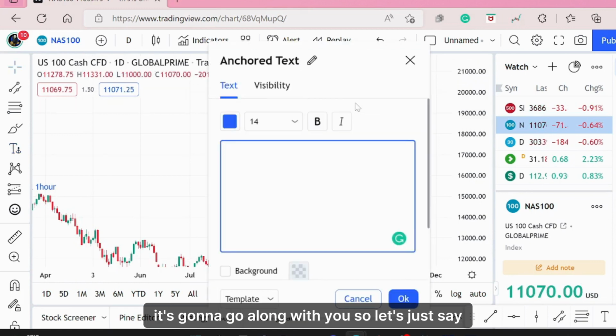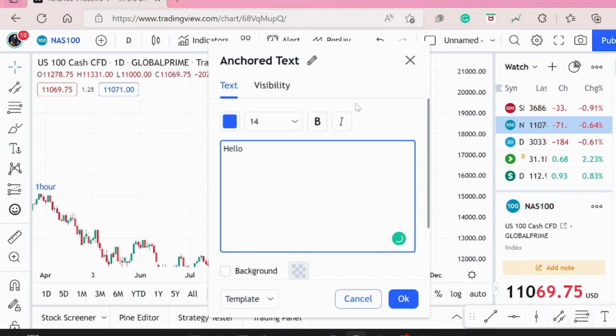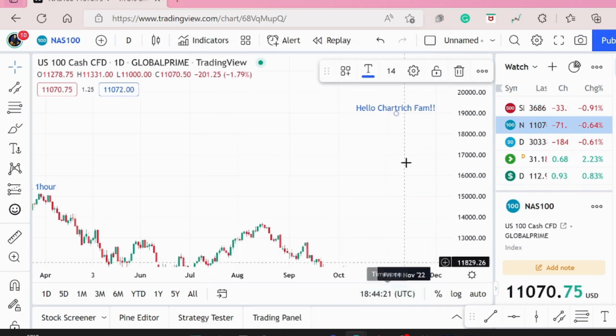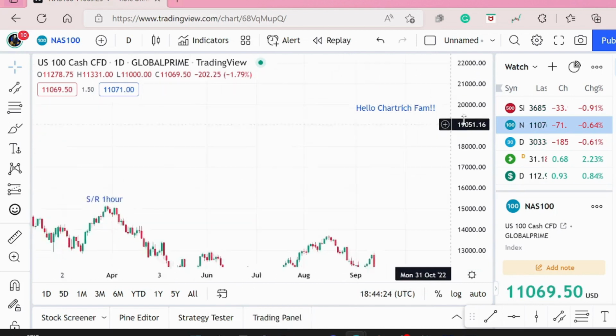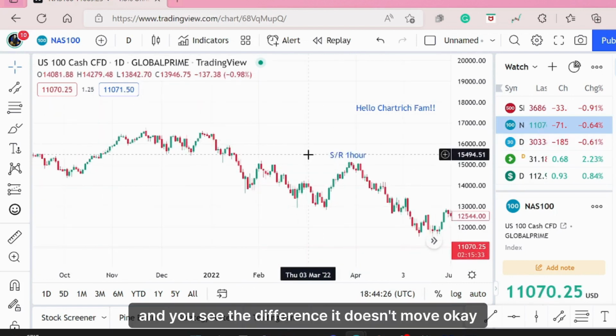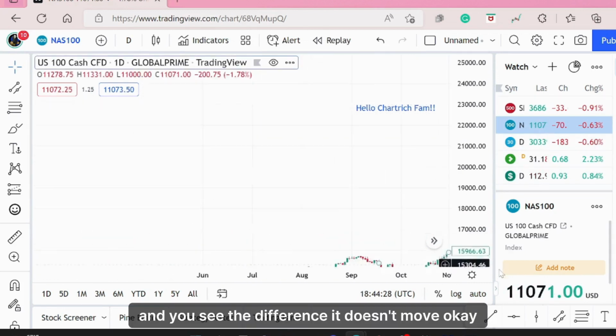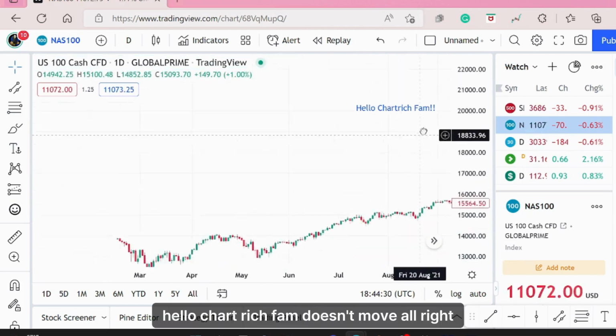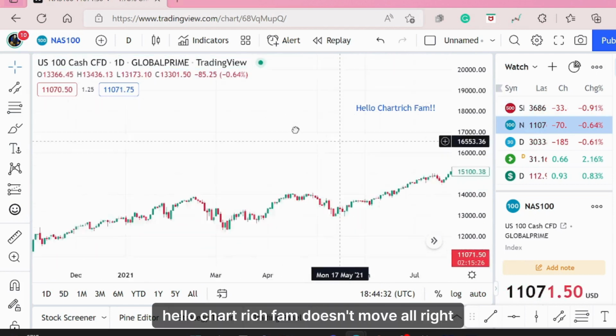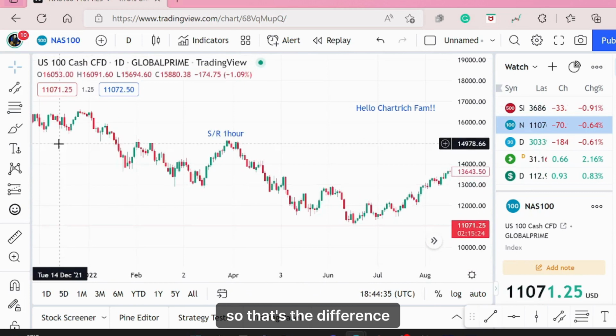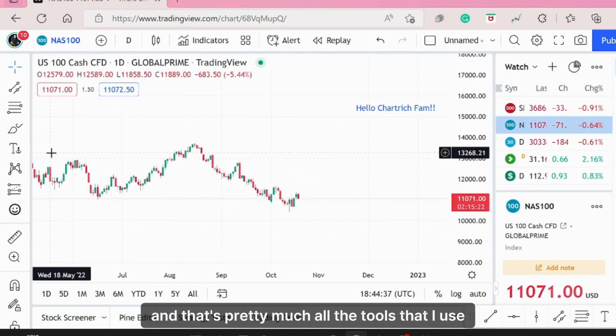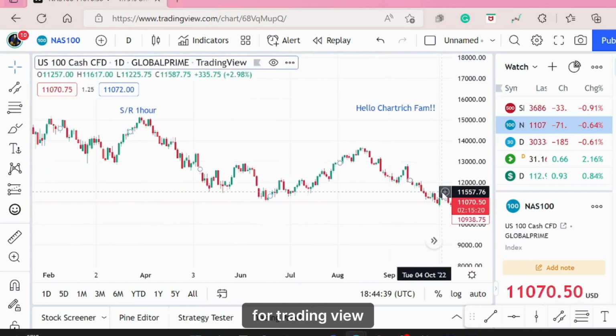So let's just say, okay. All right. If I anchor and you see the difference, it doesn't move. The "hello chart rich fam" doesn't move. All right. So that's the difference. And that's pretty much all the tools that I use for TradingView.